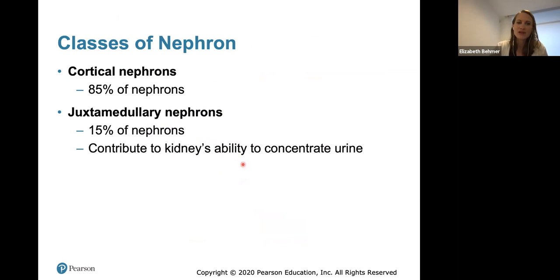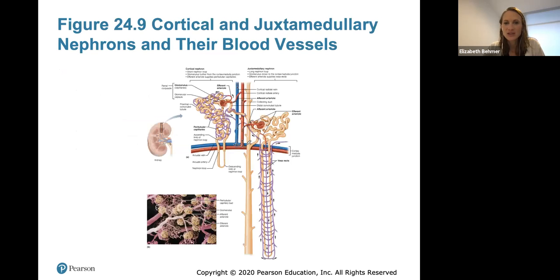The classes of nephrons: most of our nephrons are cortical nephrons, about 85%, and they refer to where they're located in the kidney itself, and about 15% are juxtamedullary nephrons. And again, this might be a test question. Most are cortical, about 85% of them. So here are cortical and juxtamedullary nephrons and their blood vessels. You can see how cortical nephrons are located more in the cortex, and the juxtamedullary nephrons have a longer nephron loop. The glomerulus will be closer to the cortex medulla junction.